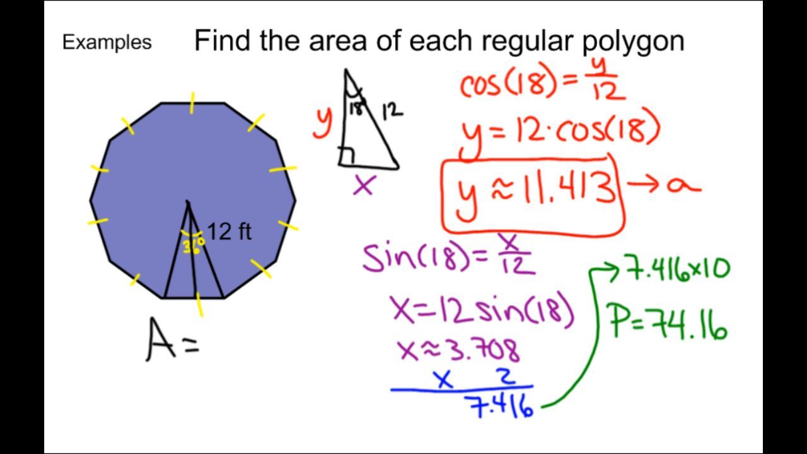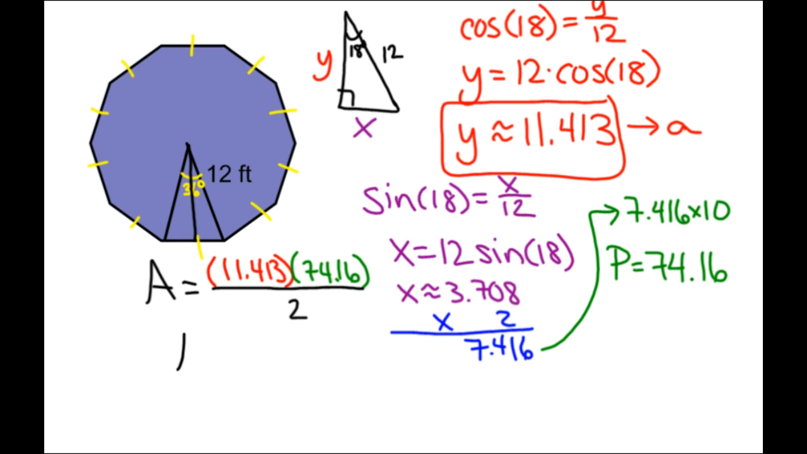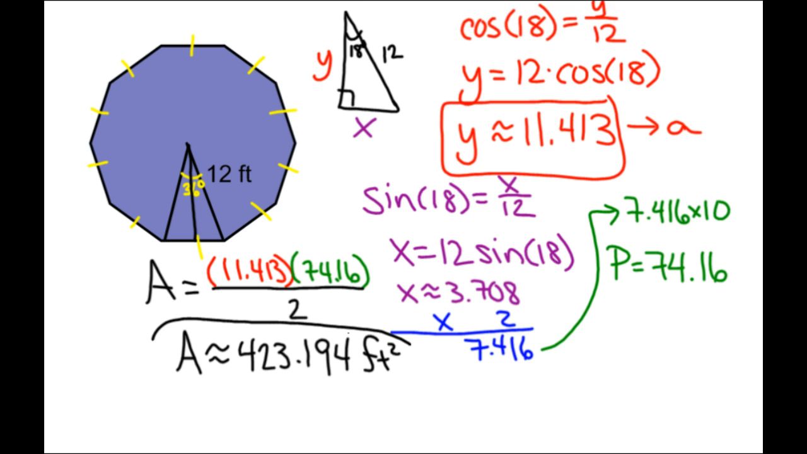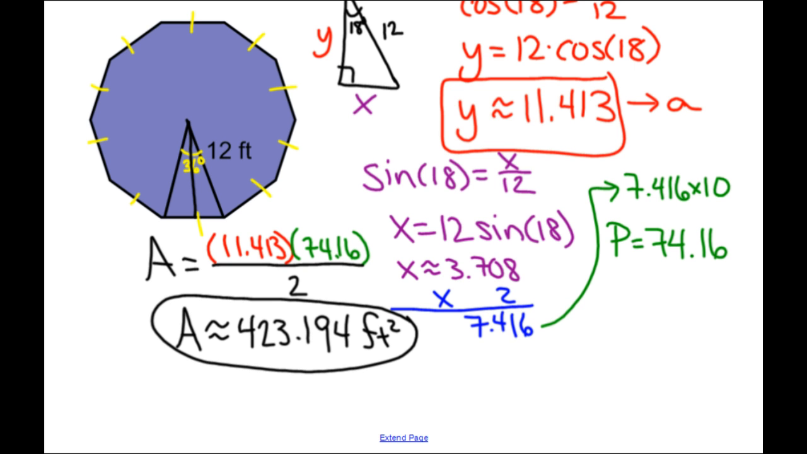Remember, our area is going to equal our apothem, which is 11.413, times our perimeter, which is 74.16, divided by 2. Which, I'll scroll up a little bit here, makes our area about 423.194, and our label is going to be feet squared. And that's the last example. You should be able to find the area of any regular polygon that I give you. Make sure you let me know if you have any questions, and make sure you rewatch the video if you did not understand anything.